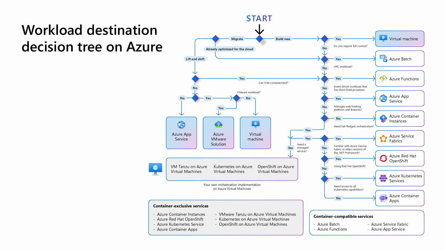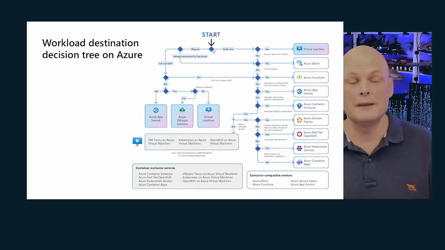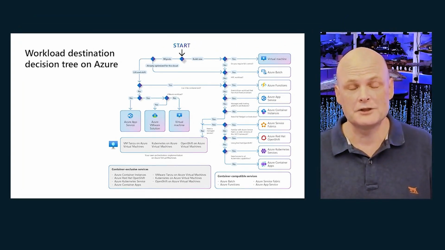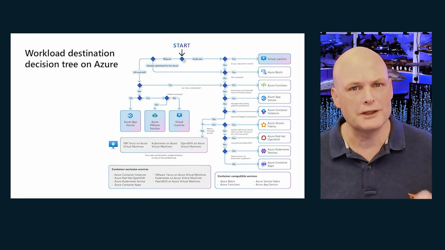Is it event-driven with short-lived processes? Azure Functions might be the way to go. Do you need full orchestration for containers? AKS or Azure Container Apps might be appropriate. Are you using Red Hat OpenShift or older .NET frameworks? Azure Red Hat OpenShift or Azure Service Fabric might be suitable.